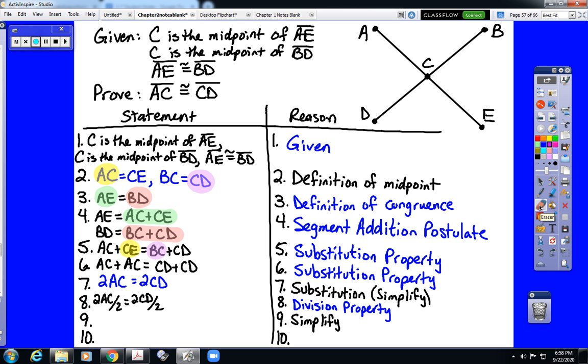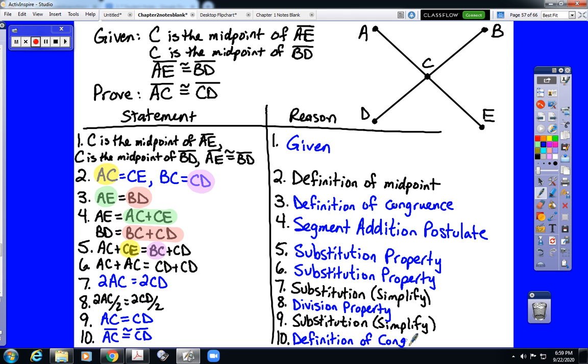And then once again, I'm mildly annoyed with myself. I should not have the word simplify there. It should say substitution (simplify), because it is a formal process and we're using the substitution property to simplify, meaning we're actually carrying out that division. So the 2's on each side will cancel, leaving us with the length of AC equals the length of CD, which means that segment AC is congruent to segment CD, because that is the definition of congruence.